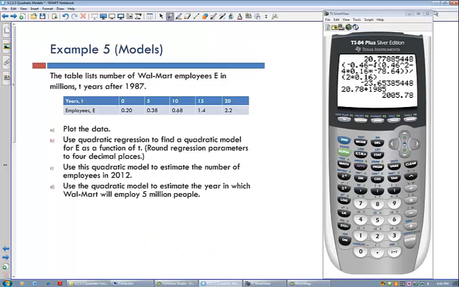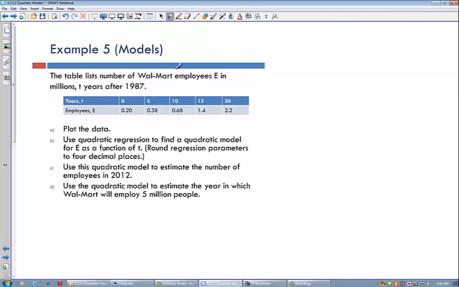So here's example 5. In this example, the table lists the number of Walmart employees, E, in millions, and T years after 1987. So here are the years. This must be 1987. 5 years later would be 1992. 10 years later, 1997. And down here you have millions of employees. You can see in 2007, 20 years after 1987, you have 2.2 million employees.